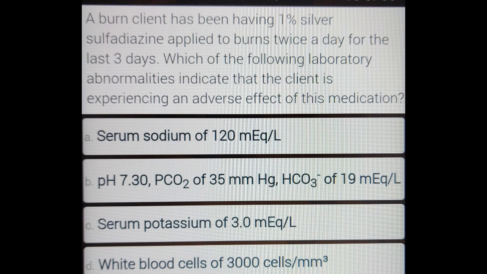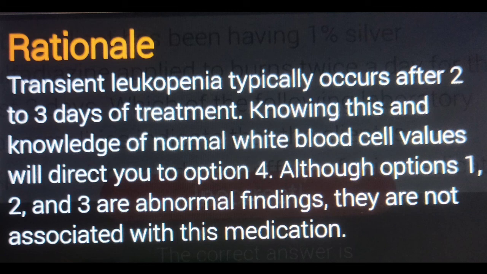Then what is our question? What is the adverse effect of silver sulfadiazine? This is our question. So what is our answer? Our answer should be D, white blood cell count 3000 cells per mm3. This is our rationale. Transient leukopenia typically occurs after 2-3 days of this treatment. So we have to think about the side effects and check the WBC count while administering this medicine.